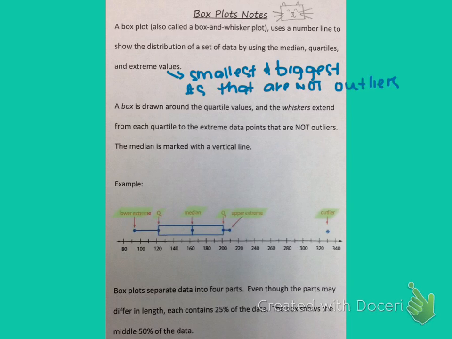So box plots separate data into 4 parts. Even though the parts may differ in length, like in appearance, each part contains 25% of the data. So from the lower extreme to Q1, that's 25%. From Q1 to the median, that's 25%. From the median to Q3, that's 25%. And then from Q3 to your upper extreme, that's 25%. So that creates a total of 100%. The box shows the middle 50% of the data.